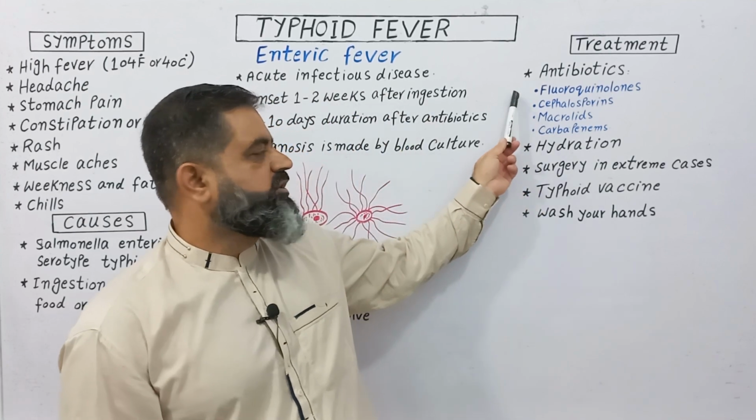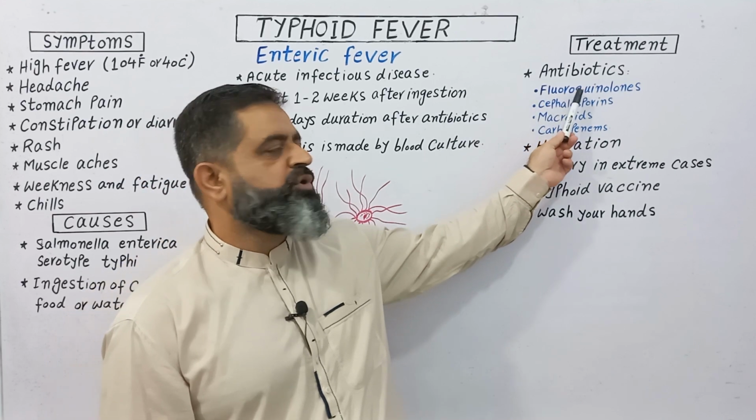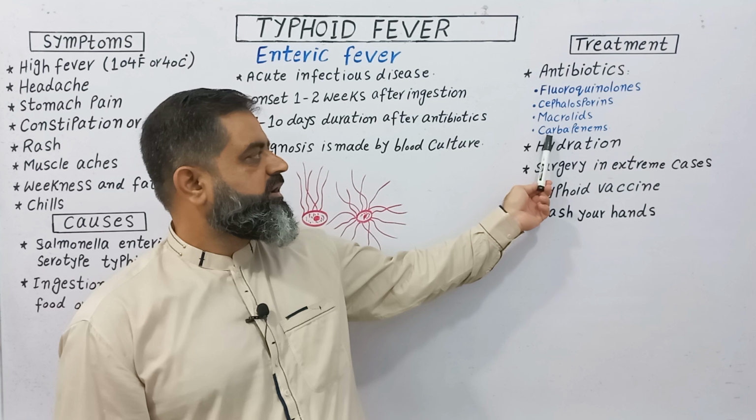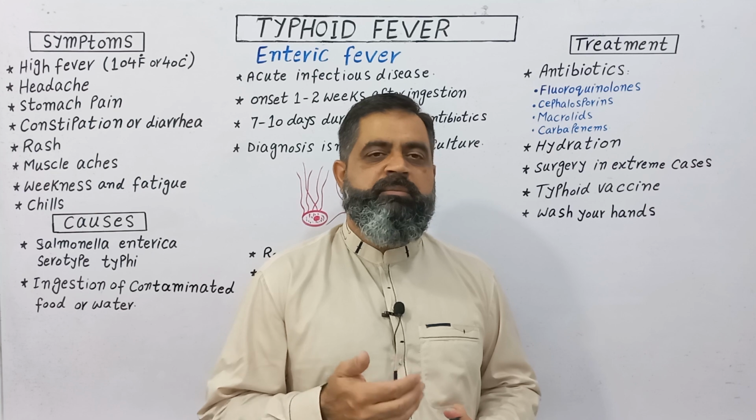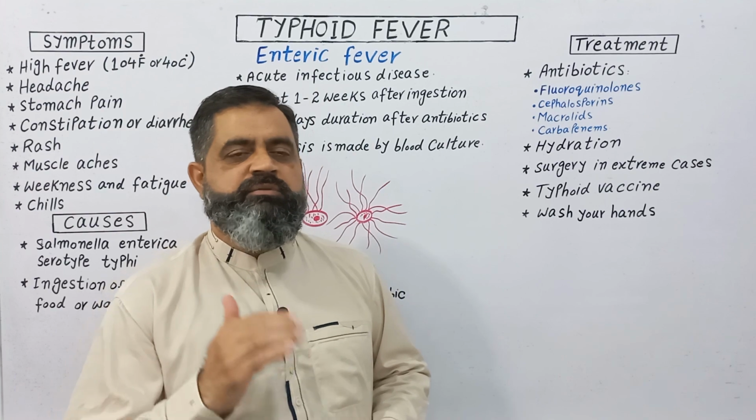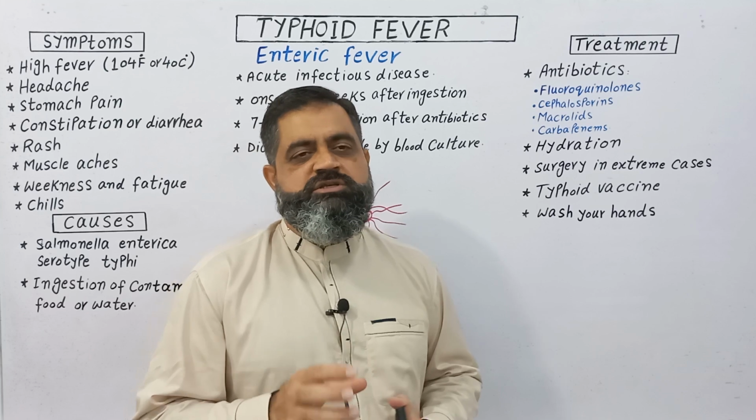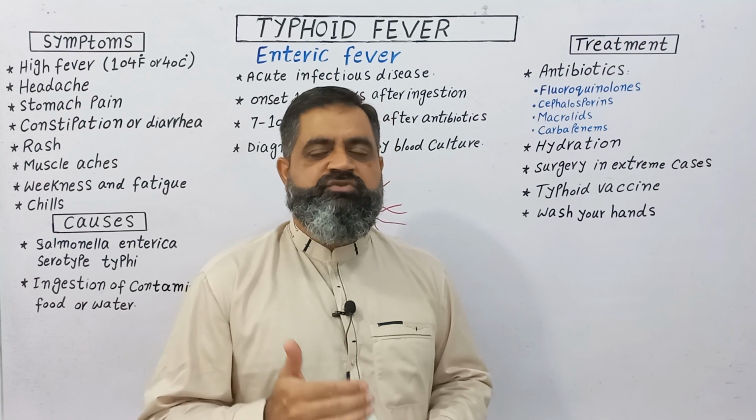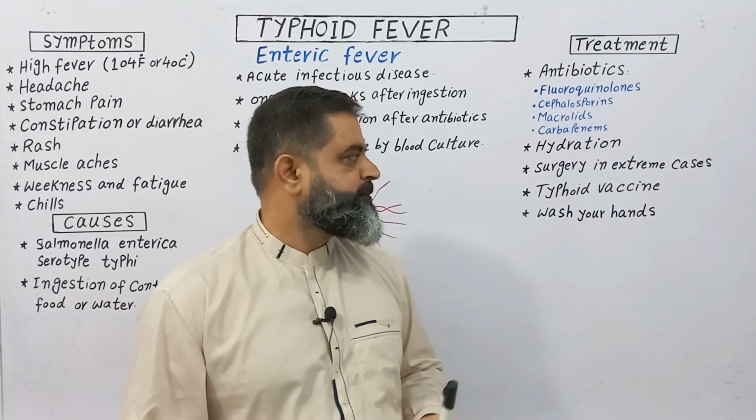Anyhow, the common antibiotics which are used for the treatment of typhoid fever are fluoroquinolones, cephalosporins, macrolides, and carbapenems. These groups of antibiotics are available in the market with different brand names in different parts of the world and different countries. So the treatment will depend upon your doctor's choice. Usually these treatments are done through IV intravenous injections and can last from 10 to 14 days, and even longer if the infection is severe.